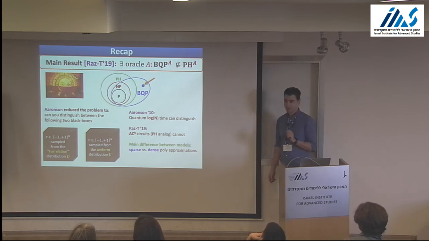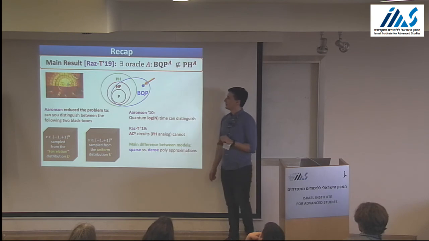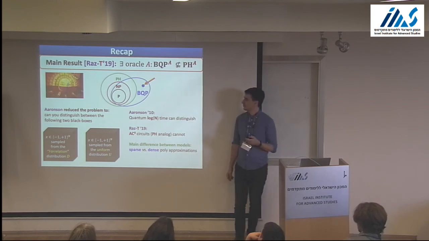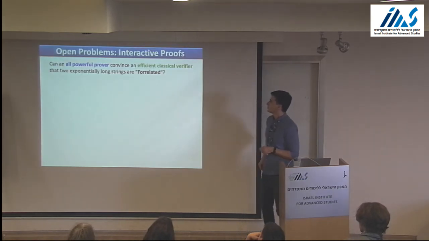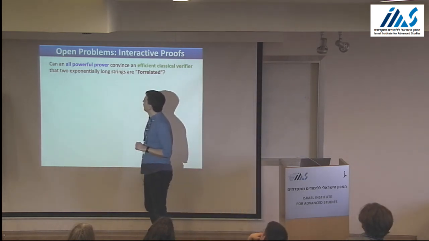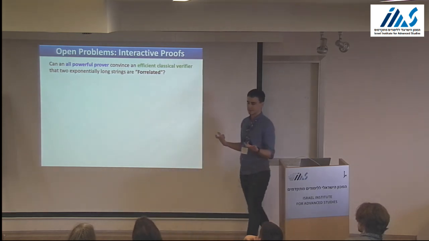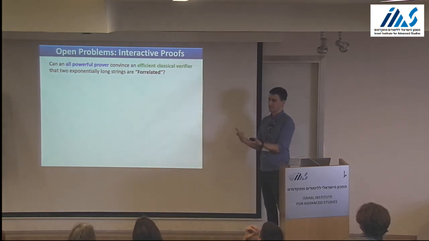Okay, so I want to mention one open problem. This will be very provocative. It's sort of related to Thomas' talk. I want to ask, what about interactive proofs? Can an all-powerful prover convince you that two strings are correlated? So think of capital N as really exponential. So you have two exponentially long strings.